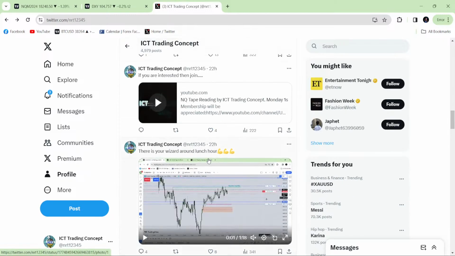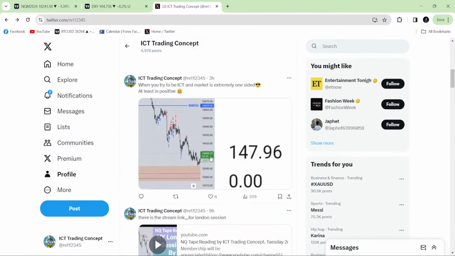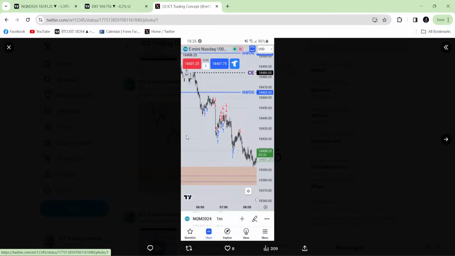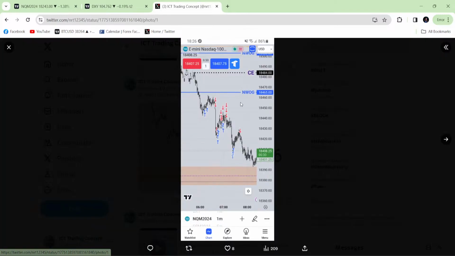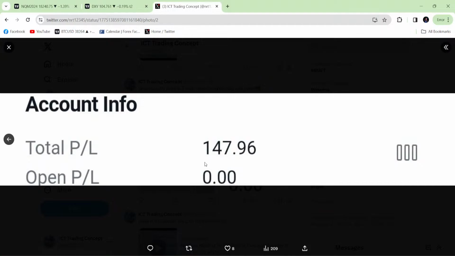And if you see over here, today is not actually a good day for me. Actually, I did so many bad things today. This is the morning session around 7 a.m. I took a lot of trades. I tried to be ICT today and the market was extremely one-sided. I just messed up everything today. I don't know what happened to me. I did something wrong today. Okay, I agree with it. I could simply hide that from you. I could simply do that. I don't need to show you that, but it happens. That's why my profit is just $147.